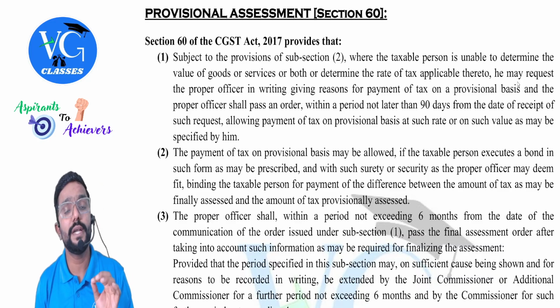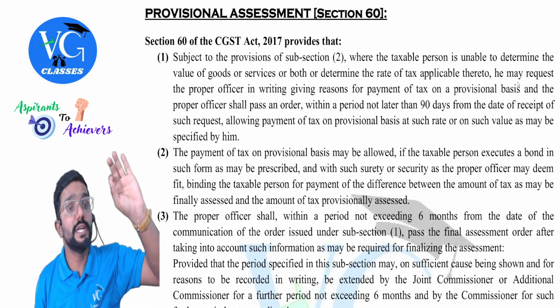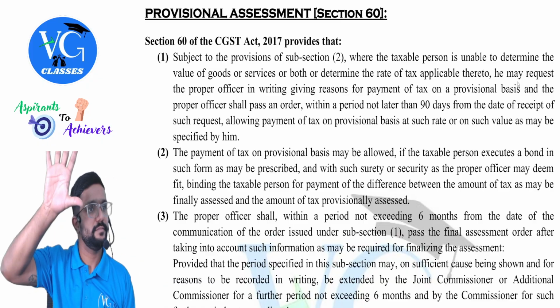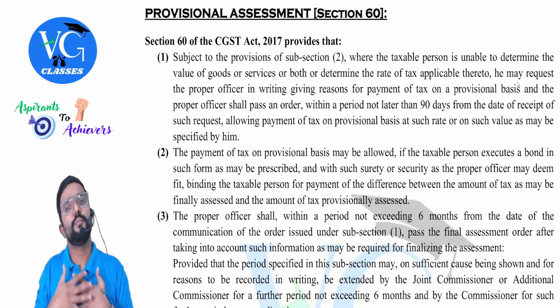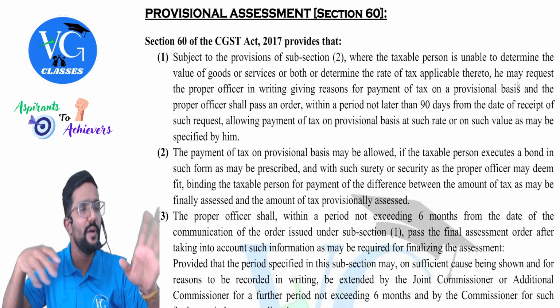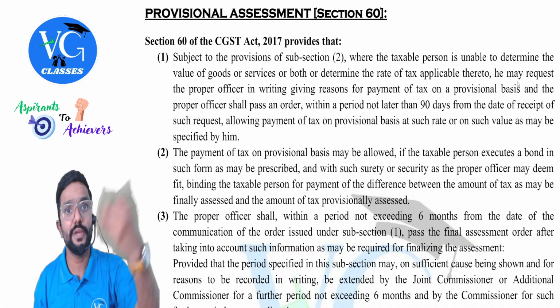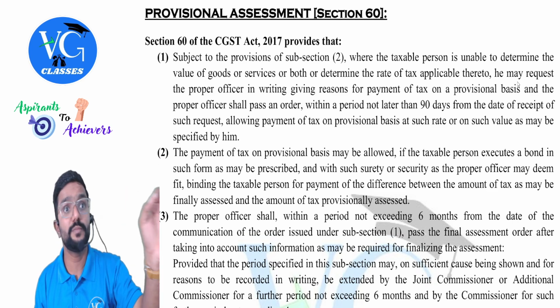Because whatever I am asked to pay at the first stage is not the final amount. It is just based on estimation. So they asked me to pay 5 lakh, based on estimation, provisional assessment. Now the proper officer will take some time. He will ask me to give all the details and information. Should I give it? Yes, because he is doing the calculation on my behalf. Whatever he asks with respect to my business, I need to give it.